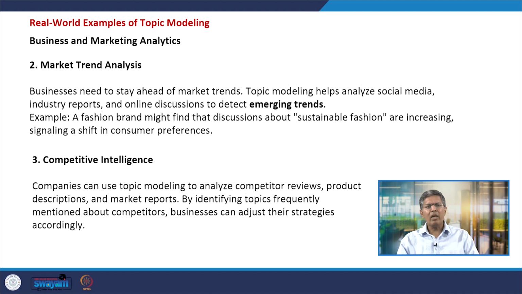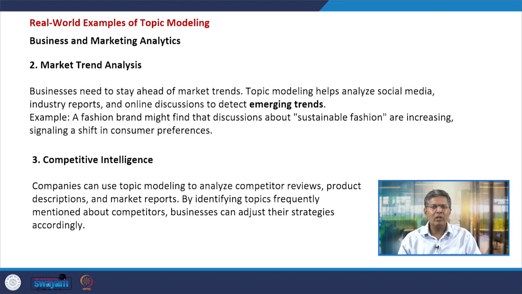Okay. So, topic modeling helps analyze social media, industry reports, and online discussions to understand or detect the emerging trends. So, a fashion brand might find that discussions about sustainable fashion are increasing. Okay. So, it is signaling a shift in consumer preferences. So, maybe tomorrow if a company is making products which are highly unsustainable in nature, customers might not purchase them because the trend is changing and customers are thinking about working more for the environment, saving the environment.